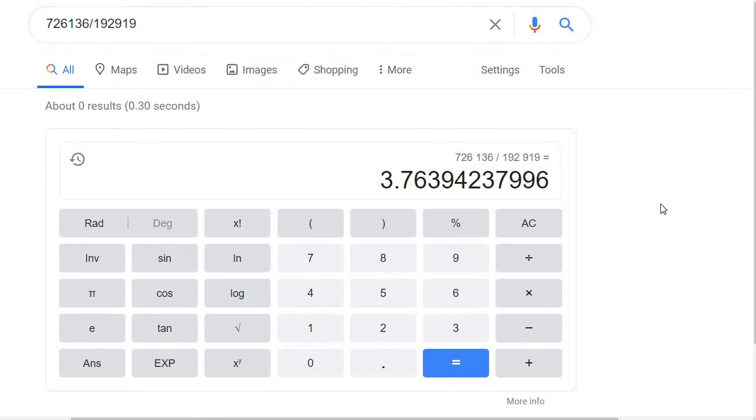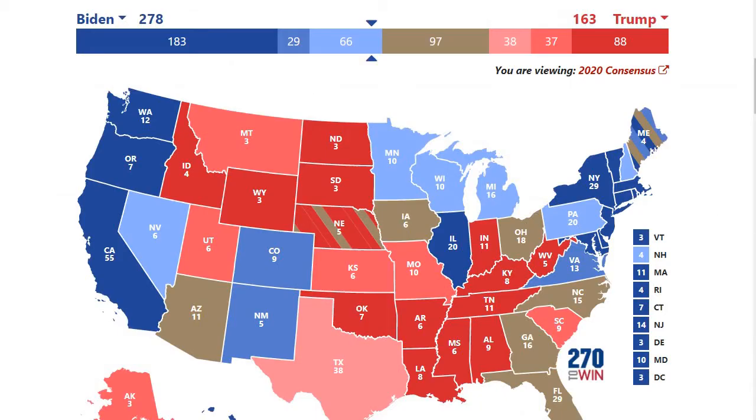Another way of saying this is that individuals from Wyoming have 3.76 times the voting power in presidential elections than do people in California. Now, the defense of this system is fairly obvious. The idea goes that it protects smaller states from the tyranny of the larger ones.